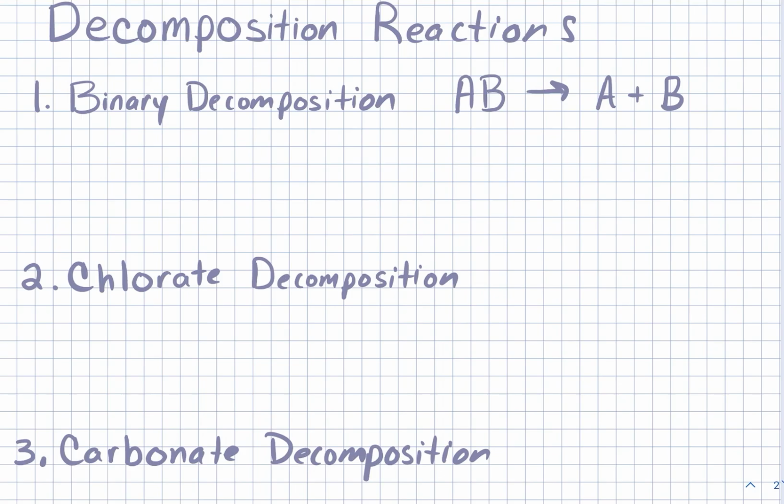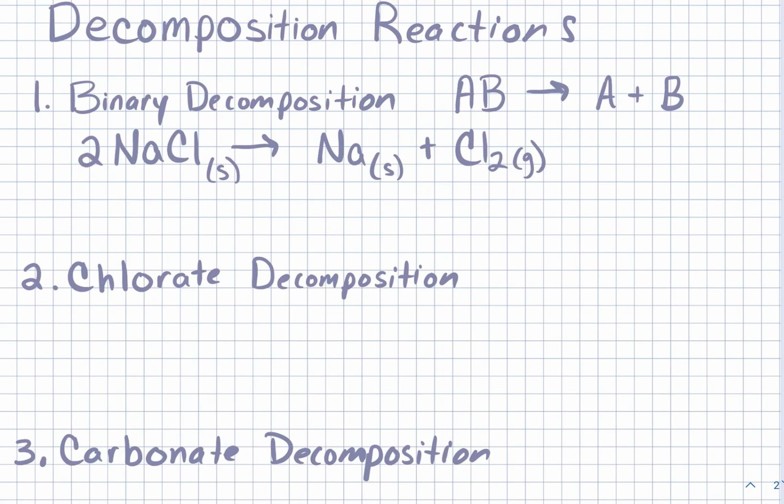So an example of this would be if I have sodium chloride, and it breaks down into sodium, which is a solid, plus chlorine, which is a gas. And remember that chlorine is one of our diatomics. And so with this now, I need to balance because I have 2 chlorines in my products and only 1 in my reactants. And now I need a 2 in front of my sodium. And so now I'm balanced.